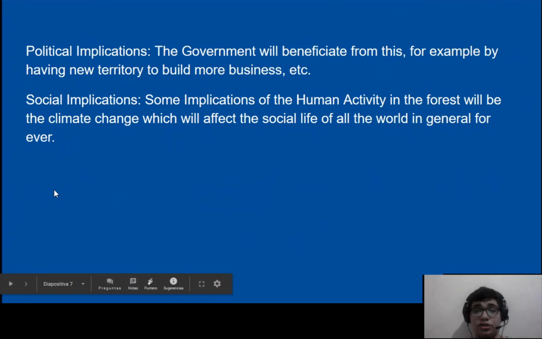The political implications are that the government will benefit from this, for example by having new territory to build more business. The social implications are that some implications of the human activity in the forest will be the climate change, which would affect the social life of all the world in general forever.